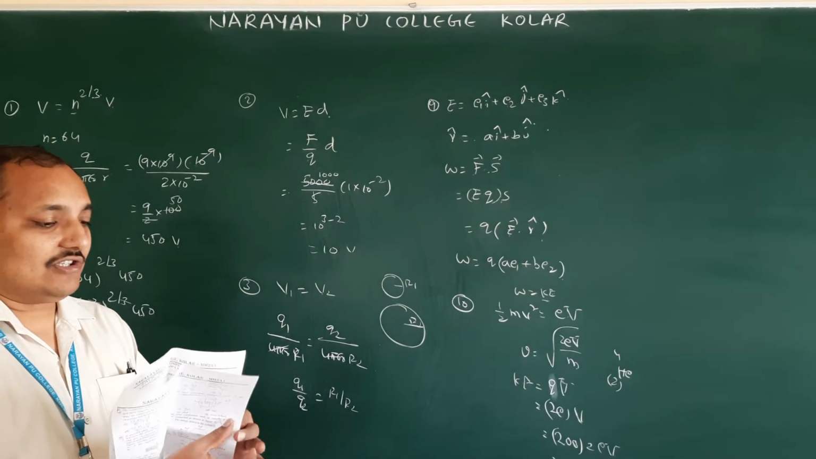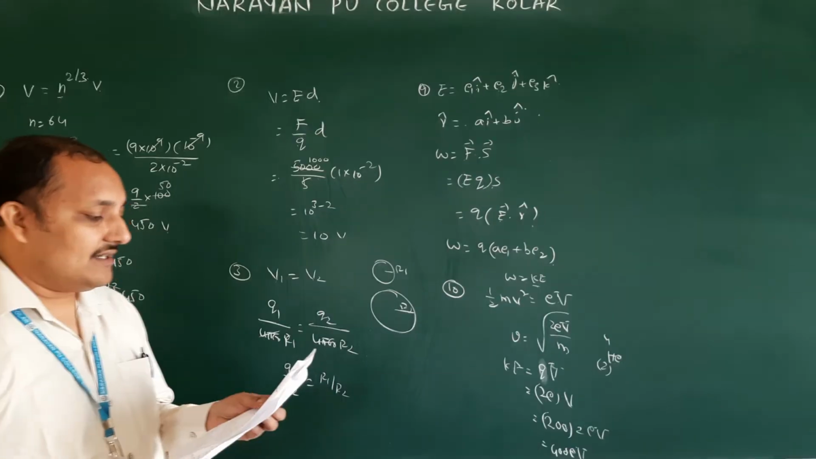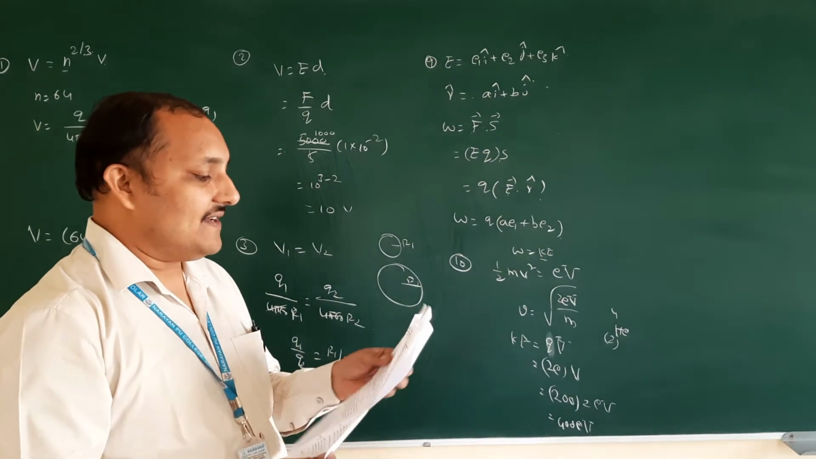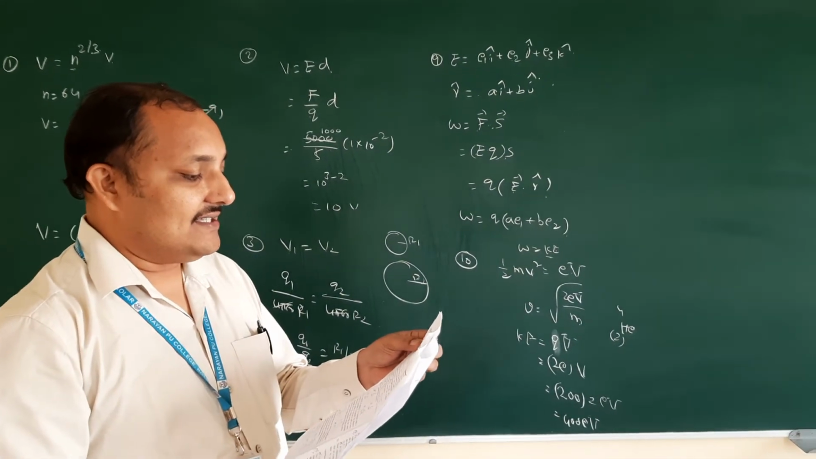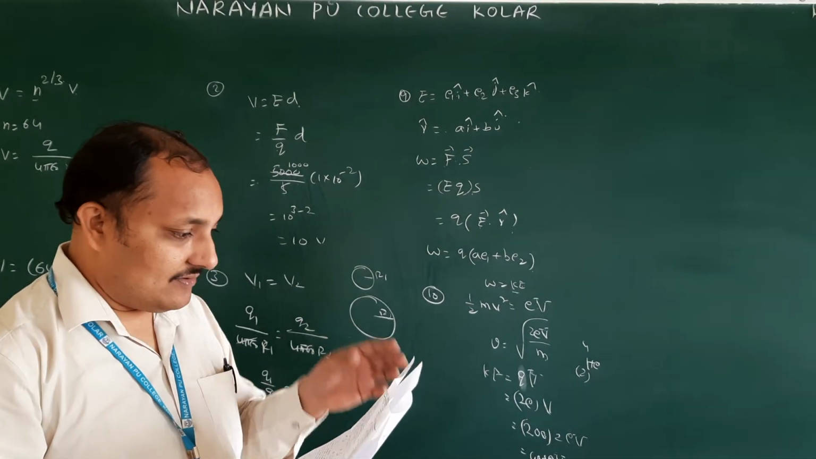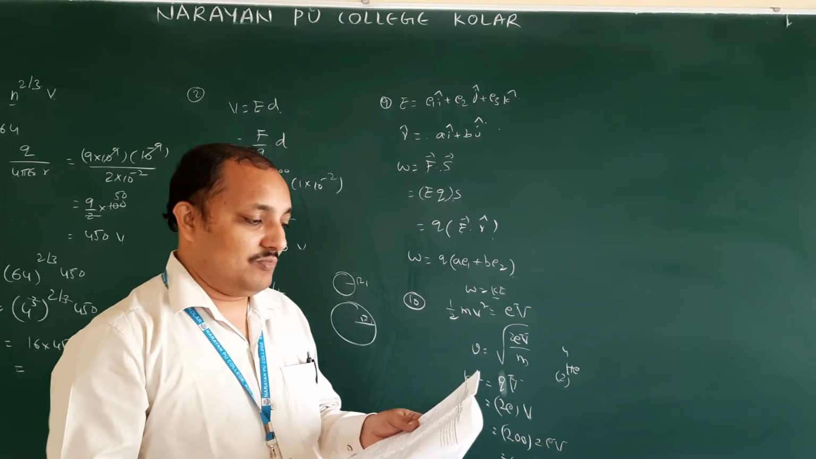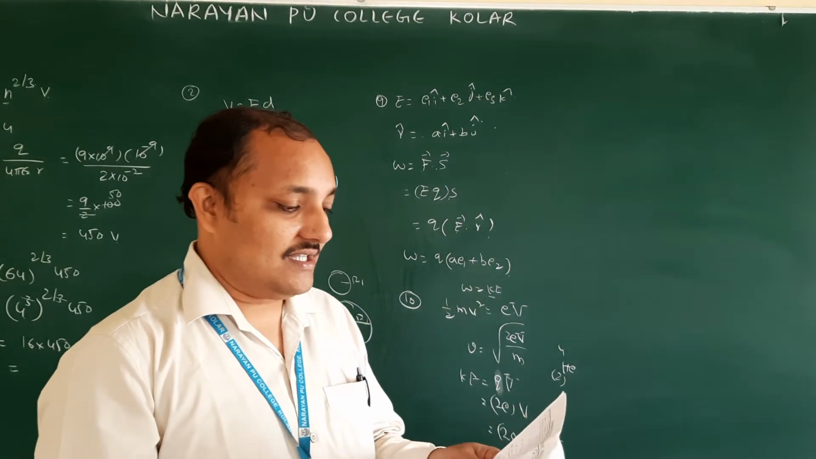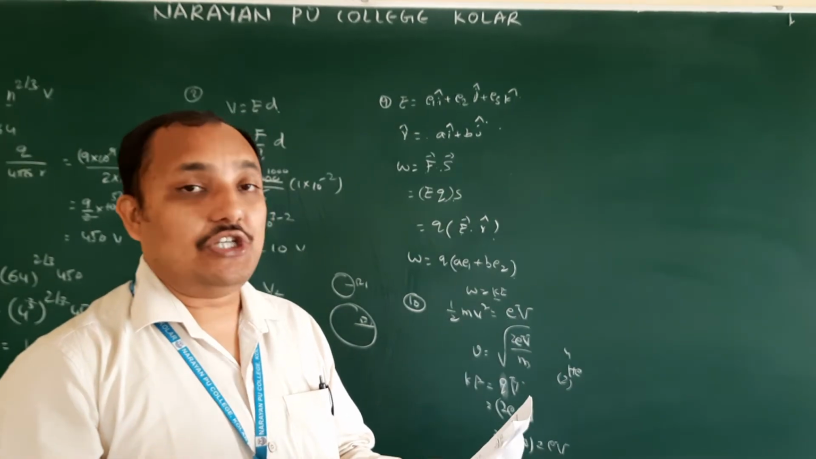Next, the 12th question. There are two equipotential surfaces as shown in the diagram. The distance between them is r. A charge of minus q coulomb is taken from surface A to surface B. The resultant work done? Both are equipotential surfaces, therefore work done is 0.